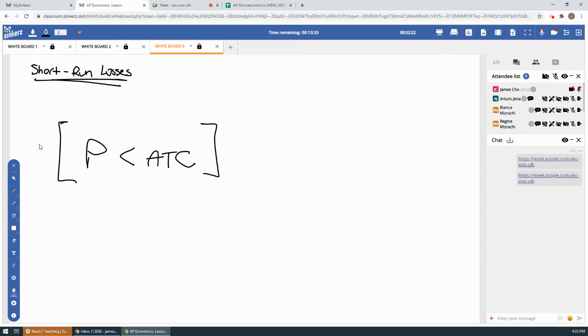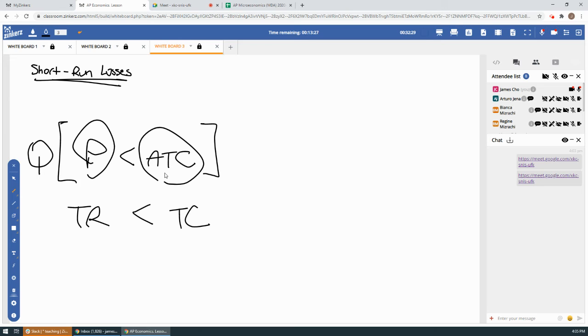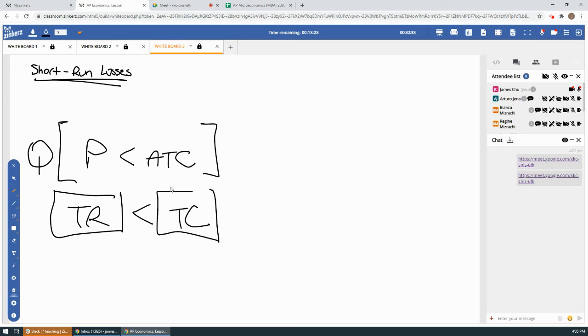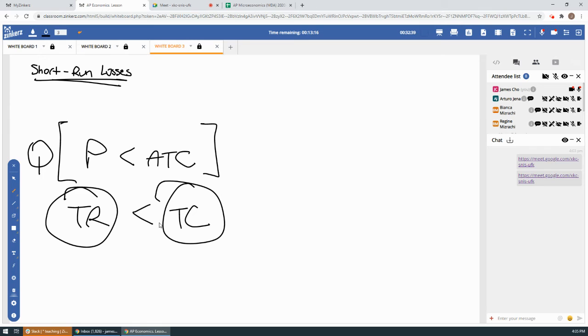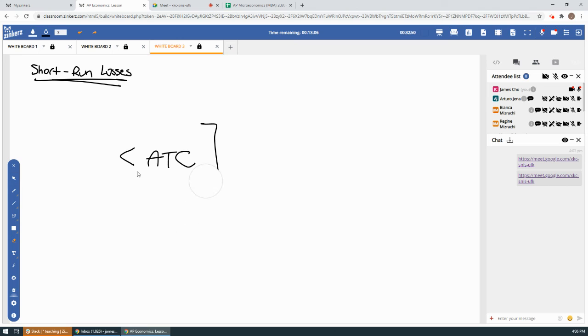Because its total revenue is less than the total cost, so then you're losing money. Whenever I say P and ATC, in your mind, what you should be thinking is, he's talking about total revenue and total cost. Because if P is less than ATC, what that means is total revenue is less than total cost. That means you're earning less money than you're spending. That means economic losses. So, let's see what happens with economic losses.